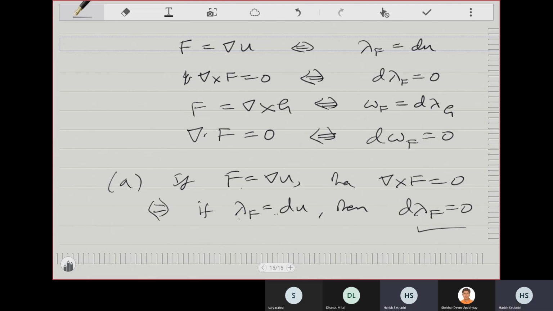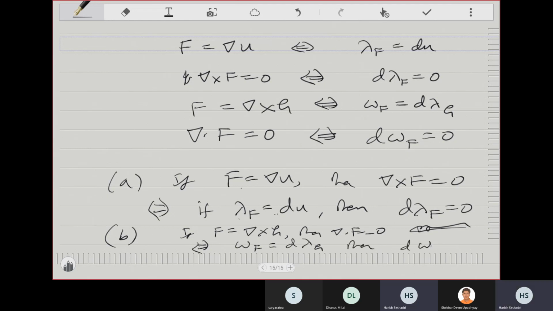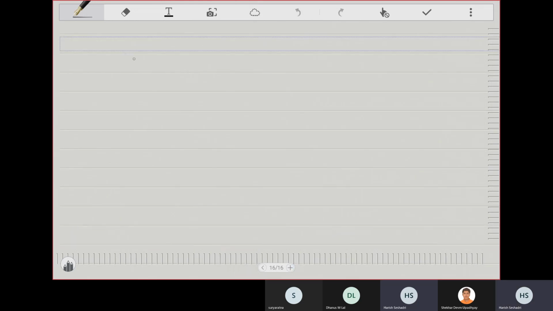And what about the converse? Oh, by the way, before the converse, B is also the same thing. If f equals this cross this, then nabla dot this is 0. If the two-form is d of something, then d of the two-form is 0. Again, if the two-form is d of a one-form, then d of the two-form is d squared of that one-form, and so it's 0. What about the converse? Well, the converse is also the same thing.